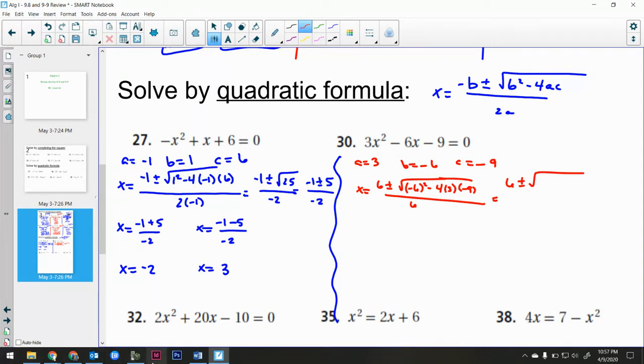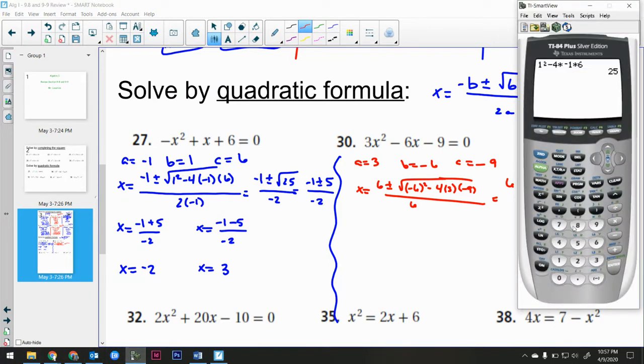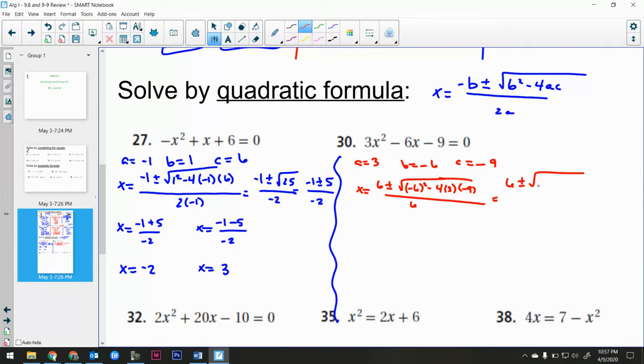Now I go to my calculator and I say parenthesis negative 6, squared, minus 4 times 3 times negative 9. That gives me 144. I like that number because that's a perfect square. All divided by 6. So that gives me 6 plus or minus 12 all over 6.